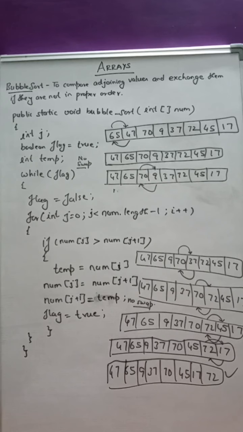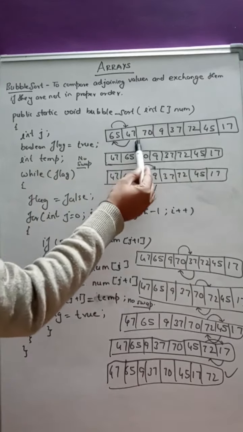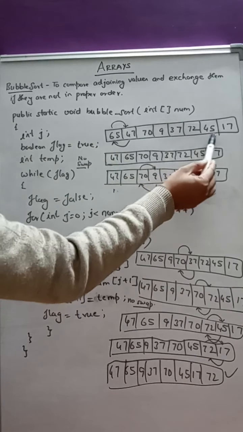In general, bubble sort is applied by comparing adjoining values and exchanging them if they are not in proper order. In the example that we have taken, we are sorting the elements in ascending order. In ascending order, the obvious thing is that on the very left hand side you will have the smallest number and the largest number will be placed on the right hand side. So this is our example: 65, 47, 70, 9, 37, 72, 45 and 70.